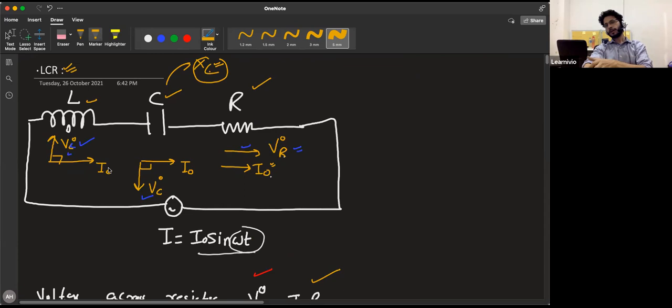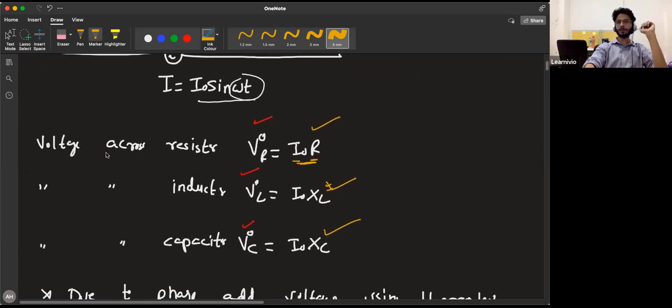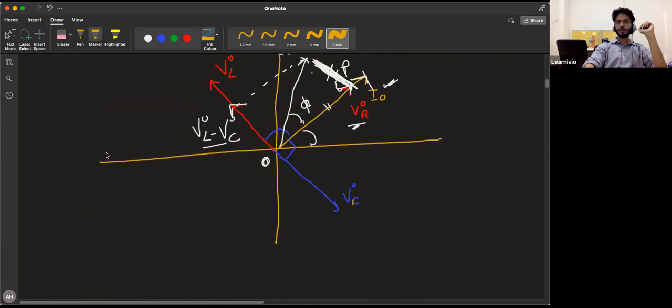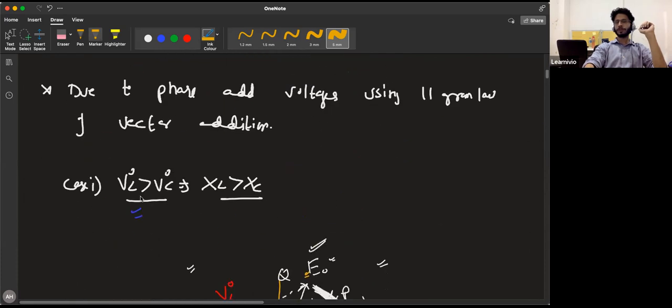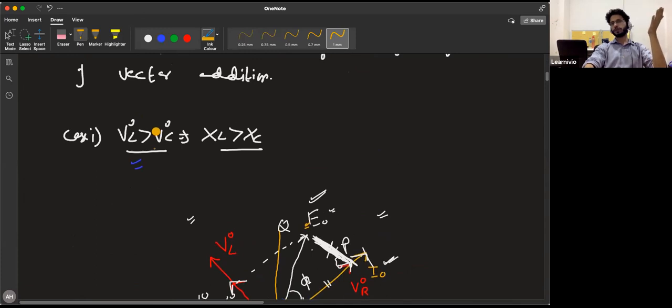In a resistor, current and voltage were in the same phase. In a capacitor, voltage lags current by a phase difference of pi by 2. In an inductor, voltage leads current by pi by 2. Then we considered two cases. In the first case, the voltage across the inductor was greater than across the capacitor, or you can say V naught L was greater than V naught C, or equivalently XL is greater than XC. That was the first case.